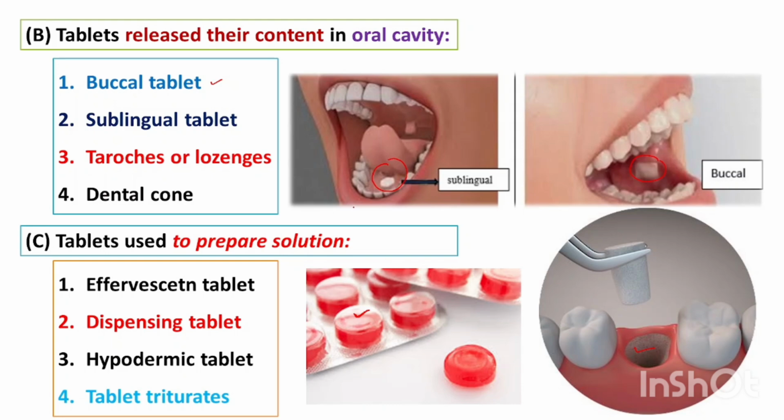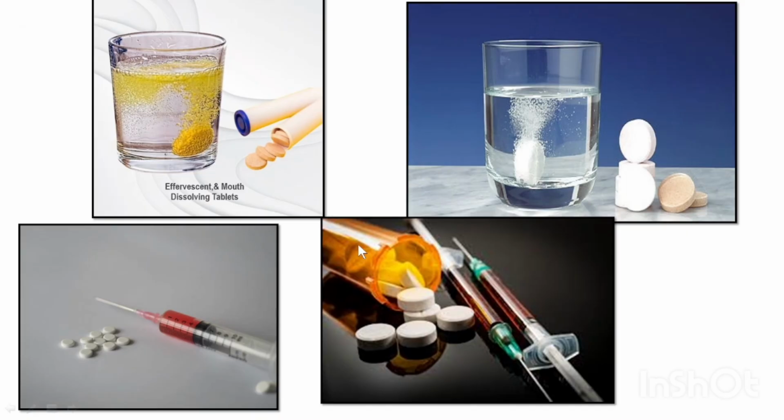Next, tablets used to prepare solution. Some tablets first dissolve into a solution, and after that we need to consume it. Mostly the effervescent tablet, for example Eno. Next, dispensing tablets, hypodermic tablets, which are taken as injectables, and tablet triturates. Some potent drugs we need to manufacture as tablet triturates. So we have seen the classifications, and we need to know about them one by one.